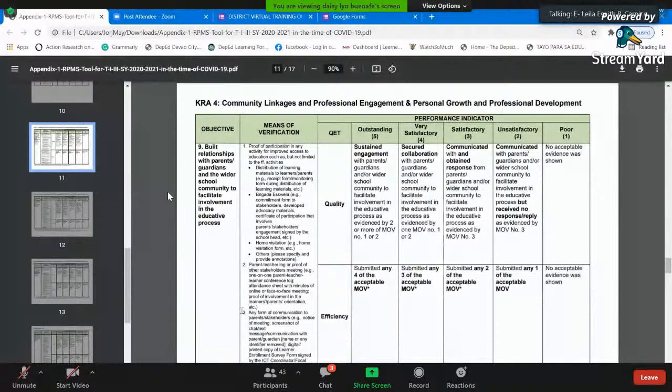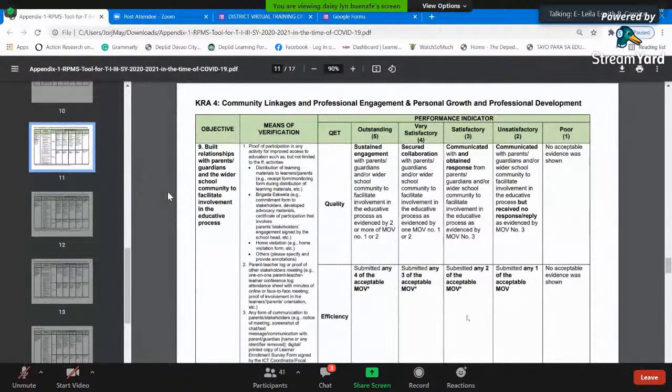Okay, so muna ha. Sa efficiency, submitted any 4 of the acceptable MOV. Kung nakasubmit kag 4, 5 imong rating. Kung nakasubmit kag 3, 4 imong efficiency. Kung nakasubmit kag 2, 3 imong efficiency. Kung nakasubmit kag 1, asyaro. Isa ra gyud kay masubmit. Okay, naa ni butang dia sa ubos.